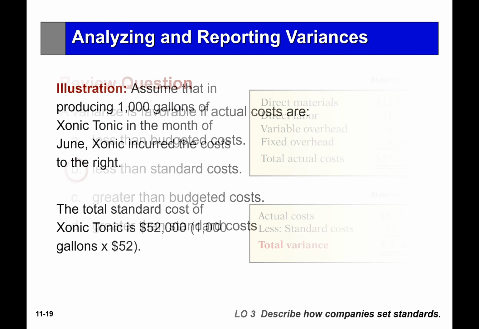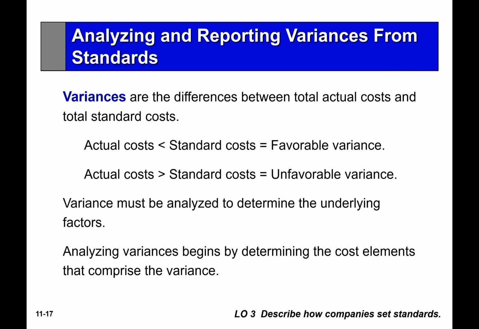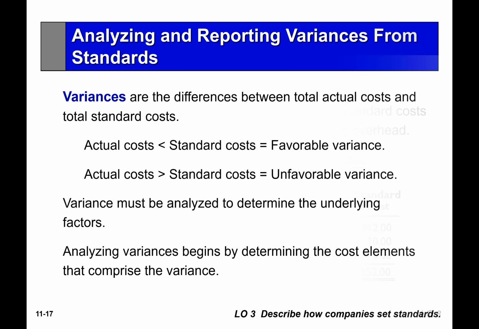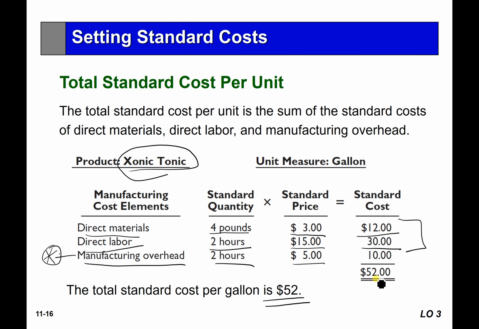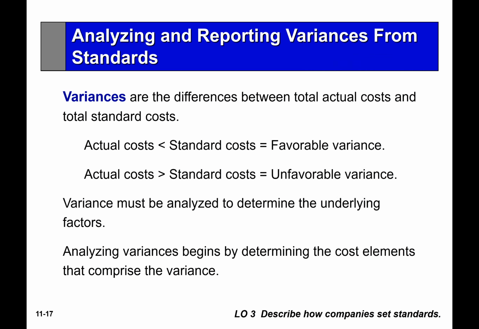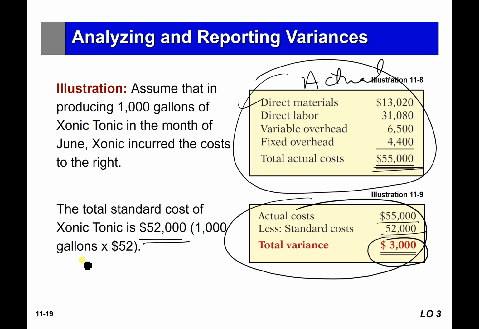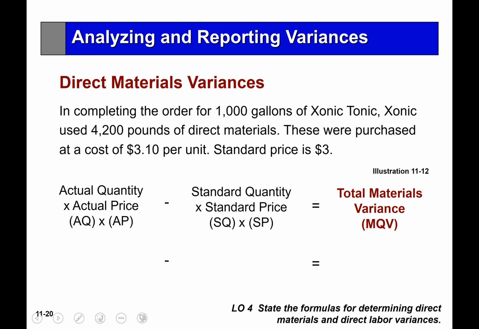This is all coming from the previous numbers that we created. Remember, this is the standards. So this is information you create, because it's 52 here. You take 52 multiplied by 1,000 gallons of X tonic. Your standard is giving you $52,000. So your total variance is that. So now let's calculate the direct material variances. This is the first formula that you need to remember.